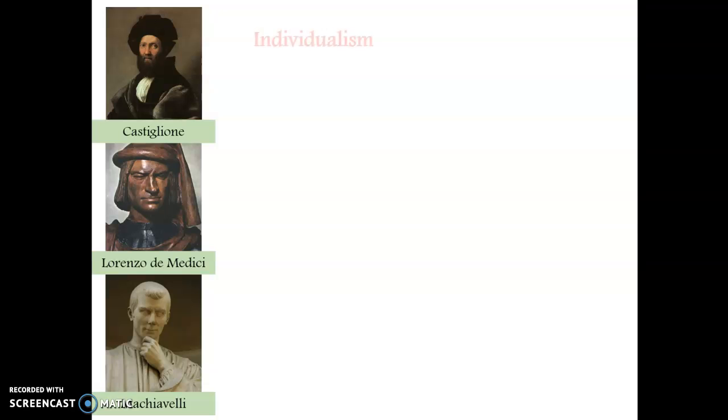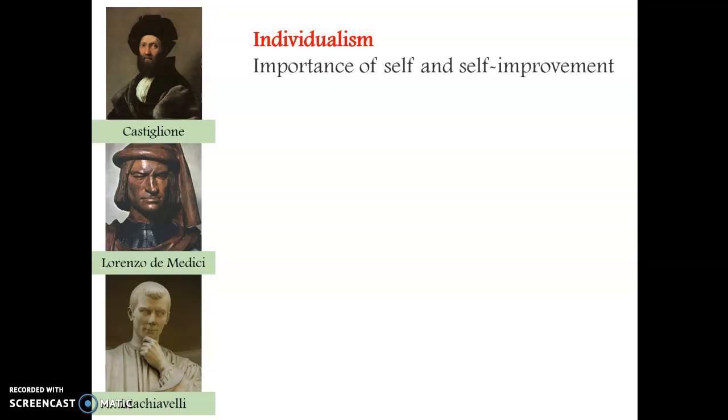Some other themes included individualism. Just as Castiglione wrote the Book of the Courtier, people were interested in how to improve themselves, and they were interested in the uniqueness of humans. Castiglione's portrait here, by the way, is produced by the artist Raphael. Pretty neat to get a Raphael to paint your portrait.